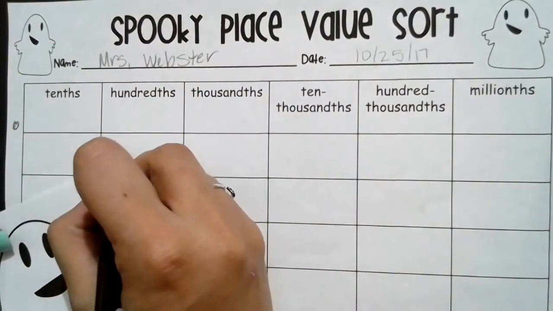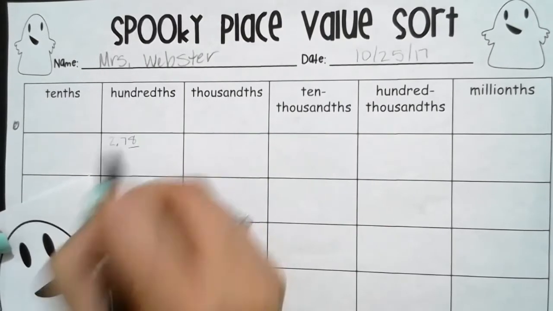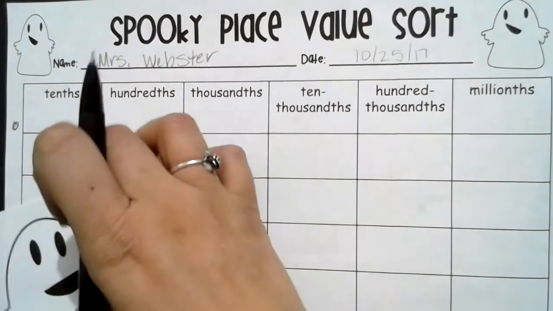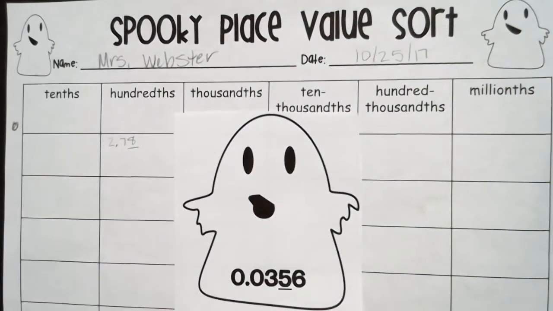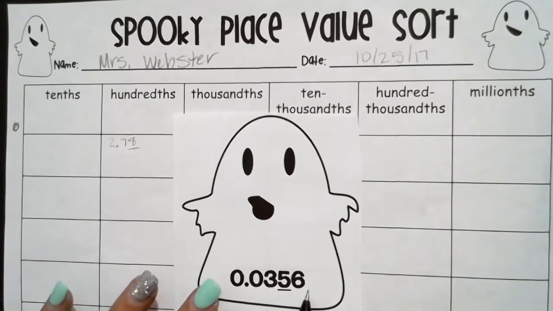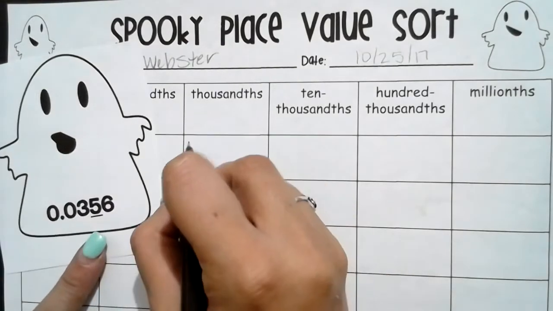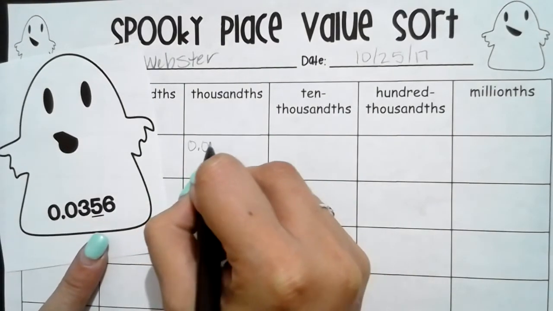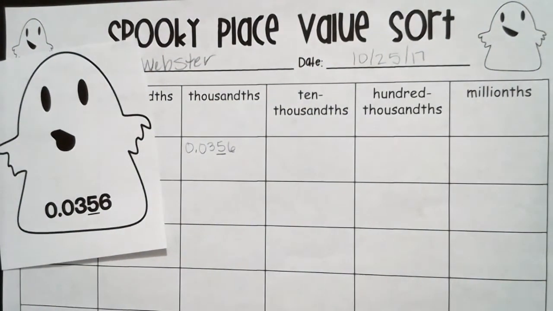I want you to come here and write for me the number that you see, 2.78, and I want you to underline the number that's underlined. Okay? So there's that ghost. I'm going to give you another ghost. Same exact thing. Can you tell me what place value is underlined? Well, here would be my ones. The decimal is "and," tenths, hundredths, thousandths, and then 10,000ths. So underlined is thousandths. So I'm going to go find the thousandths, and I'm going to write the number that I see, 0.0356. And I'm going to underline the correct one so that Miss Webster knows you understand.